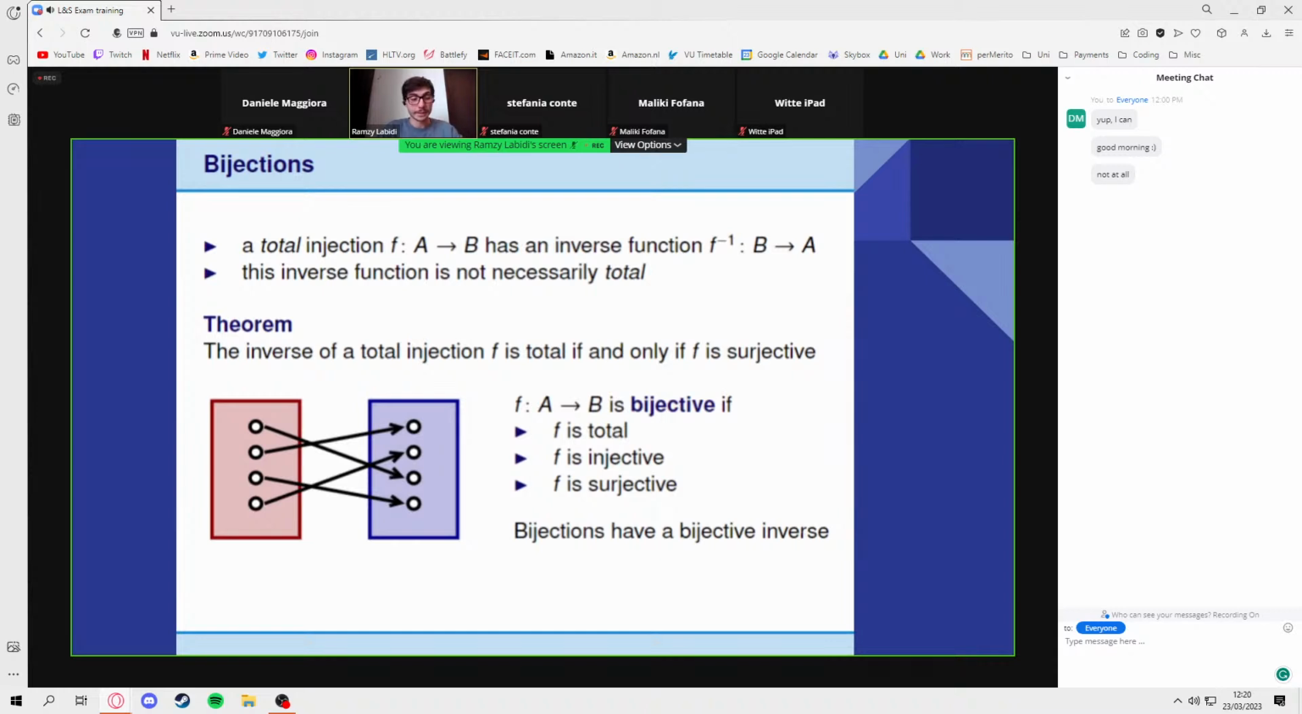Bijections are basically similar to equivalence. Basically it says, if the function is total, injective and surjective, then you can say it's a bijective function. And of course, bijections have a bijective inverse.